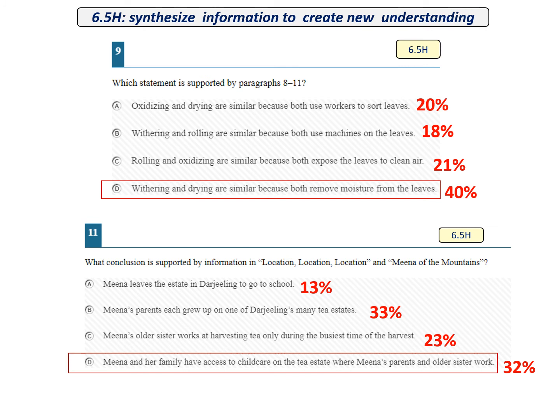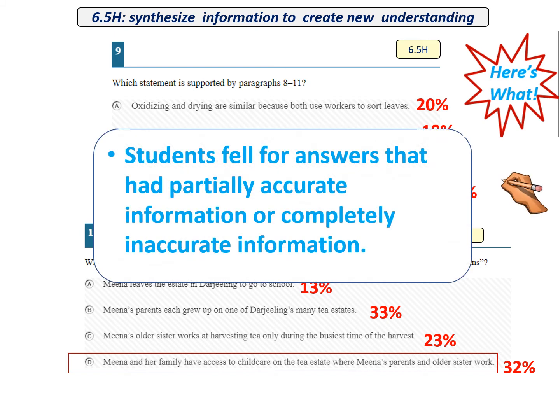23% chose C, "Mina's older sister works at harvesting tea only during the busiest time of the harvest," and that is incorrect because it is inaccurate information about Mina's older sister. And 13% chose A, "Mina leaves the estate in Darjeeling to go to school," which is incorrect because Mina going to school only applies to the Mina section of the text. So here's what: students fell for answers that had partially accurate information or completely inaccurate information. Now let's take a look at questions 12 and 14.